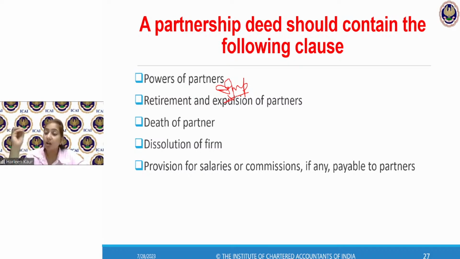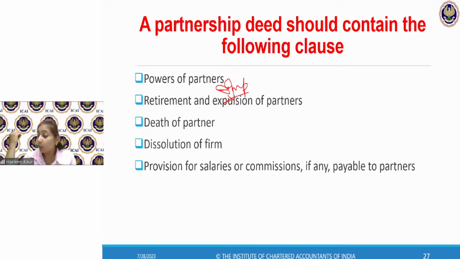Expulsion is a little harsh and rude word. There are only a few circumstances under which partners can be expelled. It is not very easy to expel a partner. So we will understand in chapters 2 and 3 how a partner can be expelled and what conditions have to be satisfied. But as of now, you should simply remember that the partnership deed can contain such clauses about retirement and expulsion as well.